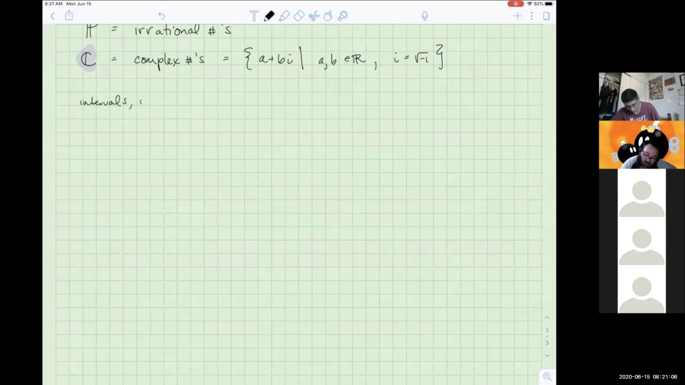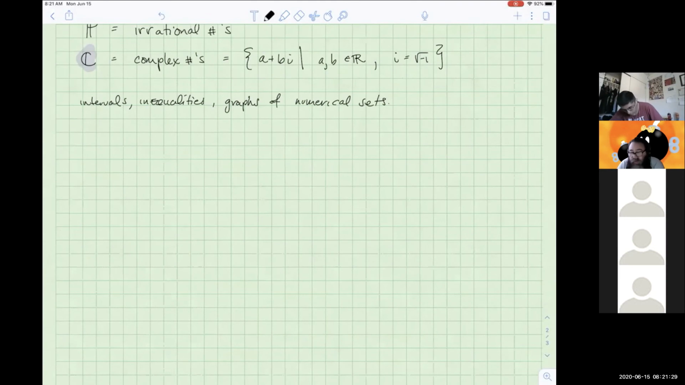Intervals, inequalities, and graphs of numerical sets. Okay, so we're going to start off with intervals.